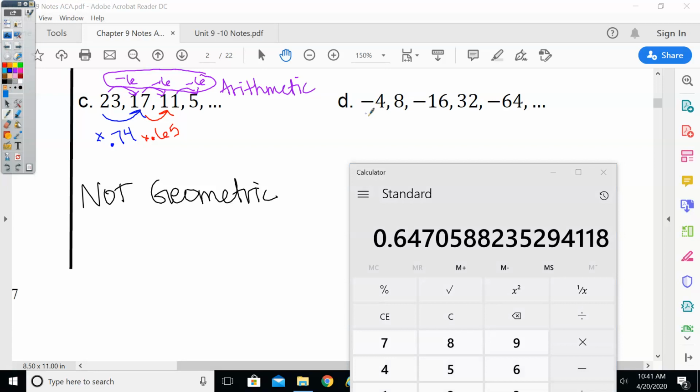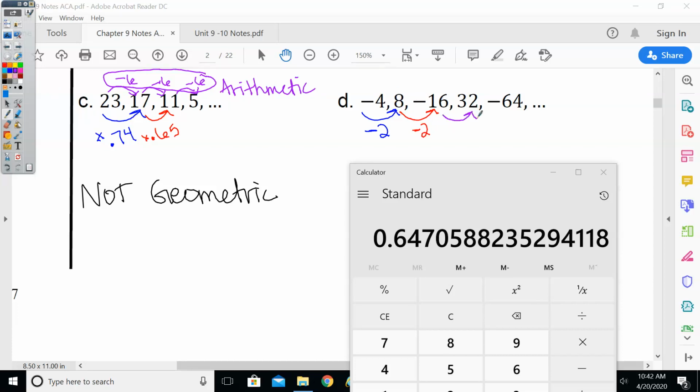Here, what would I multiply -4 by to get 8? Well, 4 times 2 is 8. To make it a positive 8, it has to be negative. Negative, negative make a positive. And then 8 times what is 16? 8 times 2. But again, to make it a negative, negative times a positive times a negative is a negative.